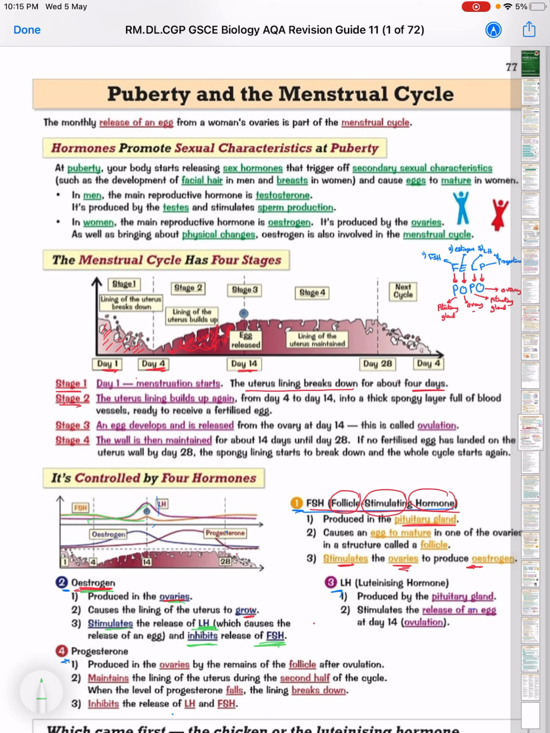It increases due to the release of the estrogen, which also inhibits the release of the FSH and at the same time activates the release of the LH. Okay, and that's for the estrogen.